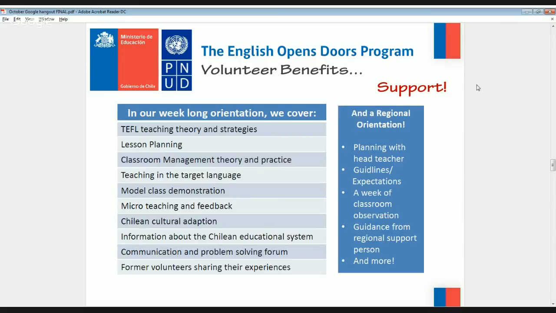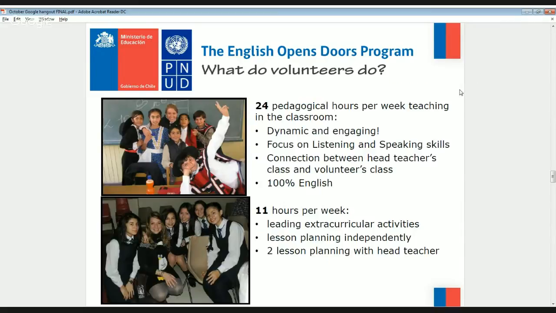So we spoke with you about the program and we talked about volunteer benefits. We mentioned the various supports that we have in place, but you might be asking yourself, well, this sounds great. This sounds like a program that I could commit to and it seems quite organized, but what exactly does a volunteer do with the English Opens Doors program? So we'd like to take a few minutes to talk about that and give you some specific information.